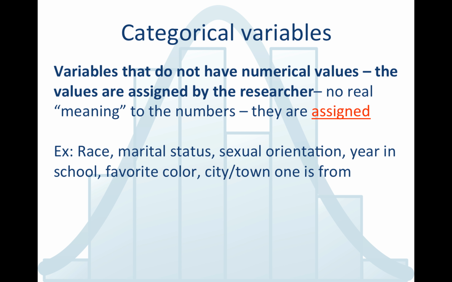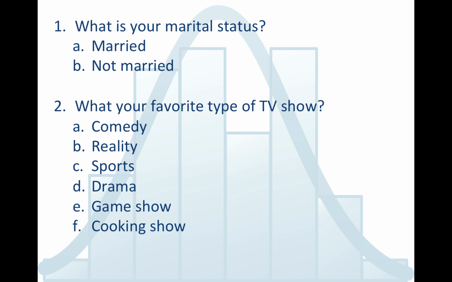So they're numbers that we pick arbitrarily, just out of the air, because we have to enter a number into Excel. If we want to compute statistics, or quantitative statistics, then we have to do that. So, here's 2 examples. What is your marital status, and what is your favorite type of TV show? There's 2 options for the first one. And then there are 6 options for the second one.